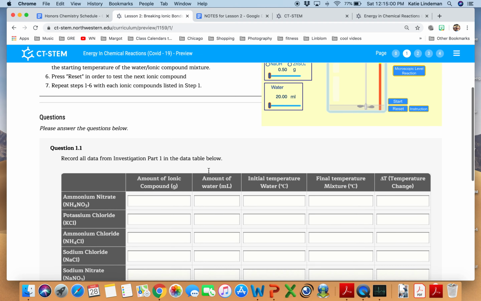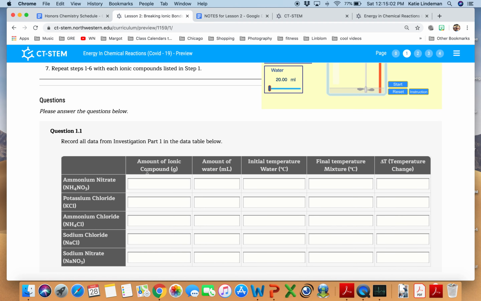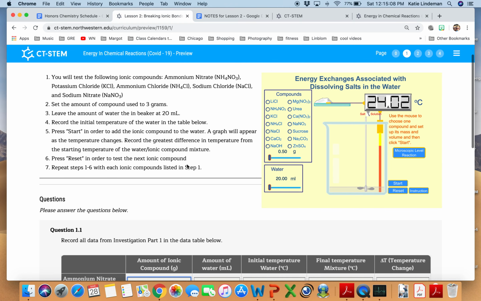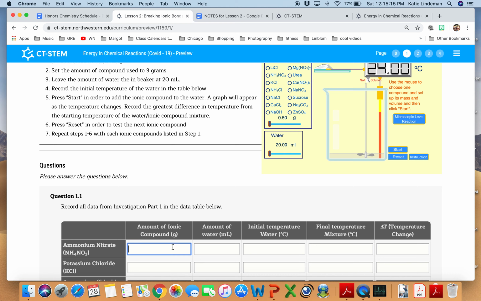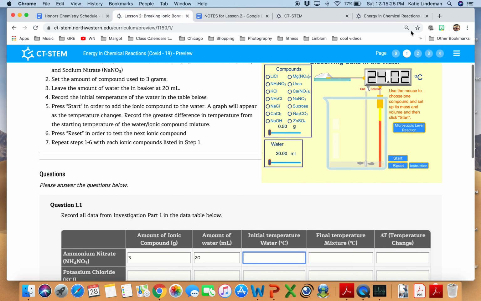Okay, so for the first ionic compound, you'll notice that we have ammonium nitrate. Here I want to type in the amount of compound, which is 3 grams. I already have the g in the title, so I'm just going to put a 3. The amount of water is 20 milliliters, so I put a 20. And my initial water temperature is about 24 degrees Celsius.